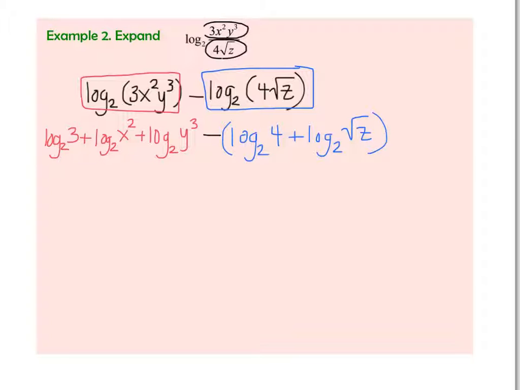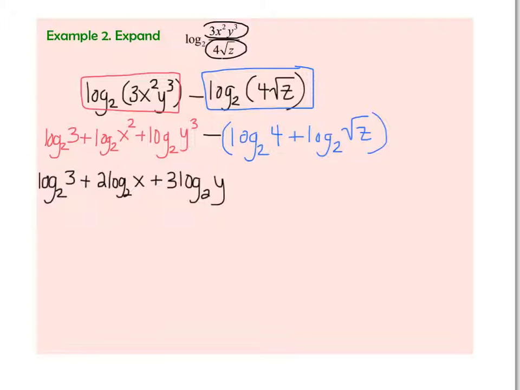One more rule to apply. Anywhere that we see these exponents, we need to bring them down and make them coefficients. So let's go ahead and do that. We have log base 2 of 3 plus 2 log base 2 of x plus 3 log base 2 of y. Again, what I did in that step for these two is take the exponent and make it the coefficient. Exponent is equivalent to this coefficient.